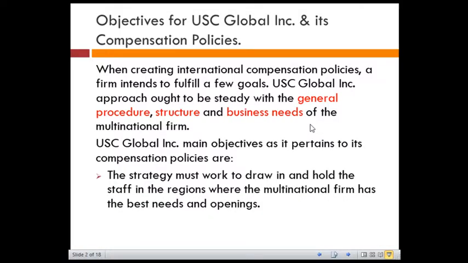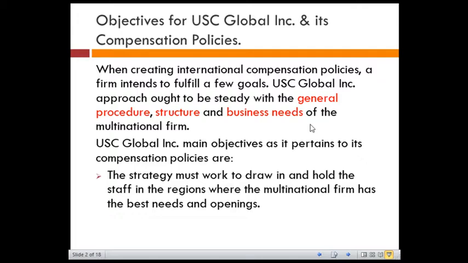So let's deal with the objectives as it pertains to compensation policies. When creating an international compensation policy or policies, what a firm should intend to do is fulfill a few goals. So in this case, USC Global Inc. ought to be steady with, first, the general procedure, the structure, as well as the business needs of the multinational firm. Here are some of the main objectives as it pertains to compensation policies.